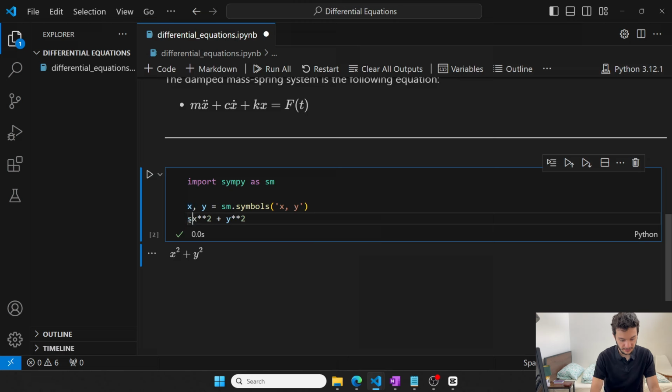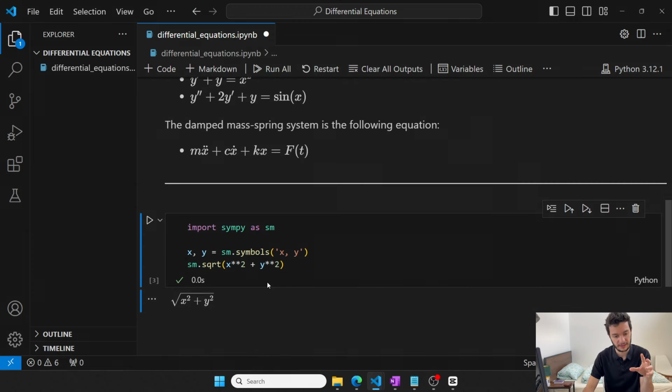If I want to have the sqrt, I do sm.sqrt, all of this. Okay, it is a symbolic way to deal with things. Now, there are a lot of SymPy tutorials out there. I'm not sure if you want a SymPy tutorial, but it is very straightforward, and I hope in this video you will get most of what you will need in SymPy.